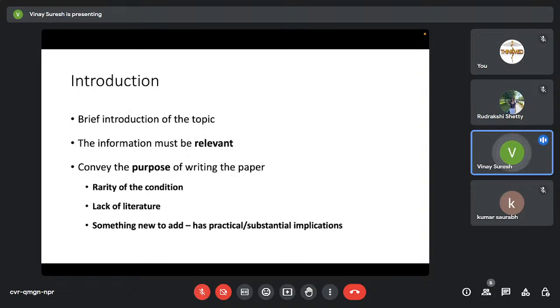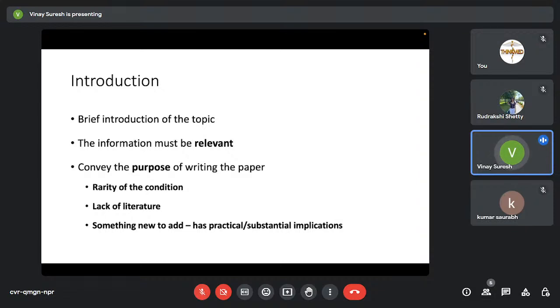But the purpose of writing an introduction or background is to convey the purpose of writing the paper as well, right? Because most of the people who actually end up reading your paper will be the academia, the people who are actually aware to some extent of what you have written about already. So we don't want to be lectured by reading your introduction. We just want to get an idea as to what you're writing in that paper.